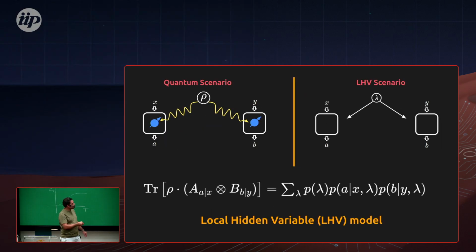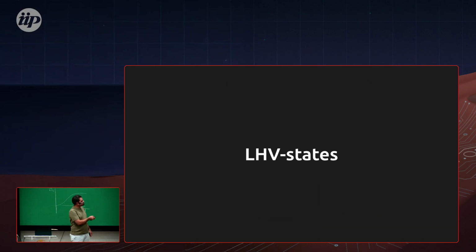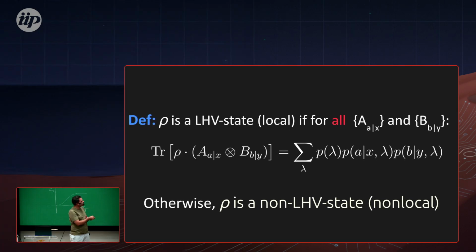And maybe the main question on this subject is to know if these quantum statistics can be decomposed in a model like this one here, that you call a local hidden variable model. But what I'm really interested in is to transfer this model that starts with the statistics to the states. So now I have a definition here of what is called a local state or LHV state.